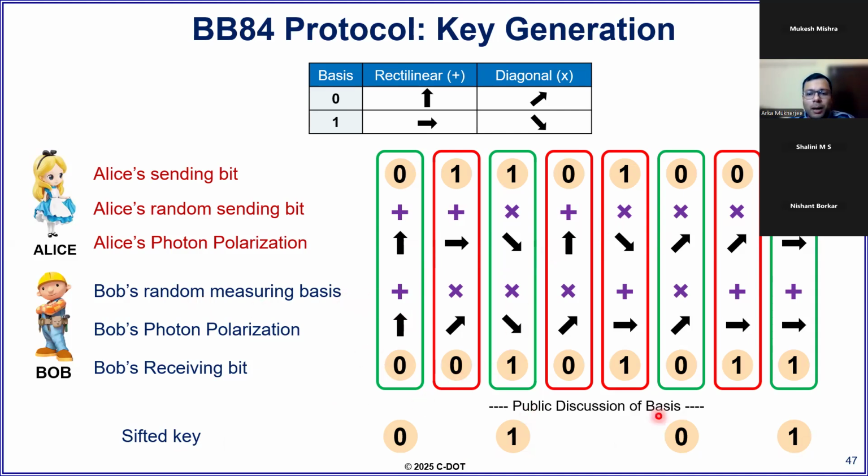There is a public discussion of basis, because Alice does not know what Bob will choose. After getting those results, Bob will disclose his basis to Alice using the classical channel. Then only this shifted key will be used for further processing. What that further processing is, I will explain in the subsequent slides.